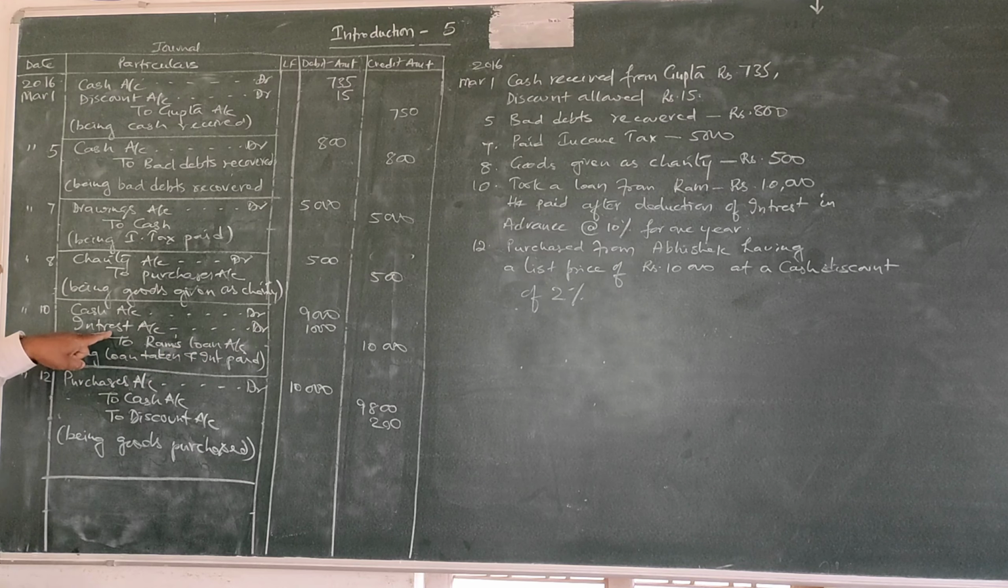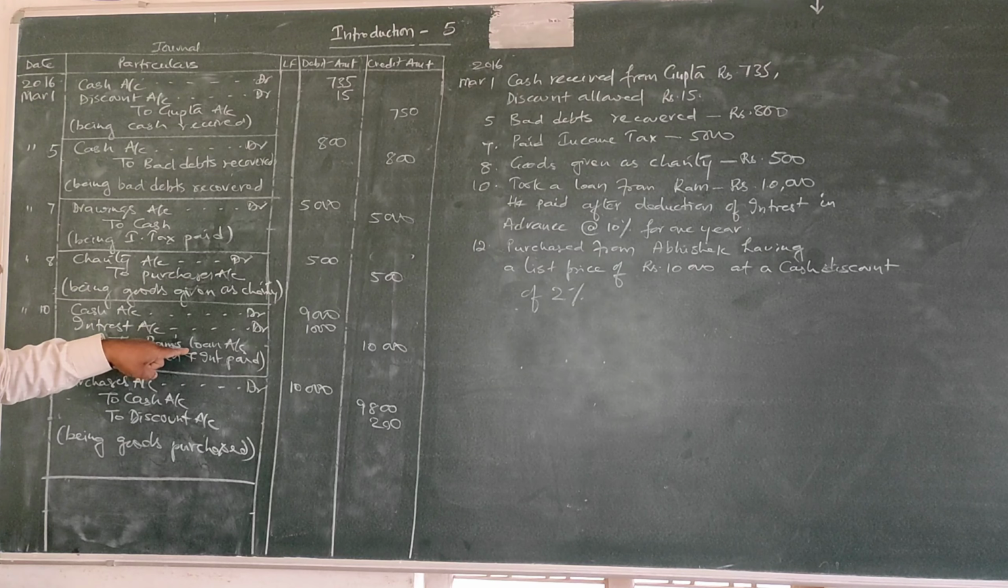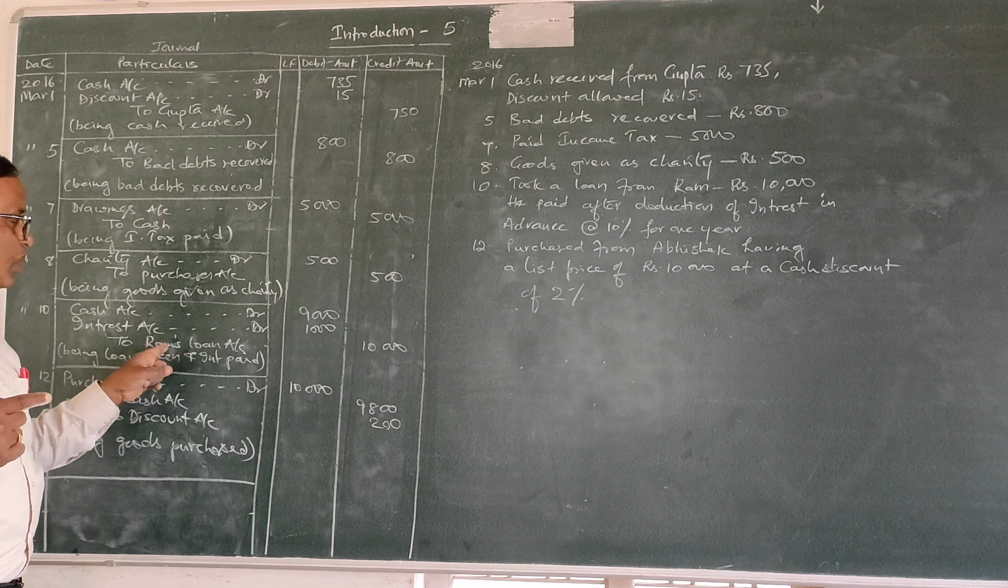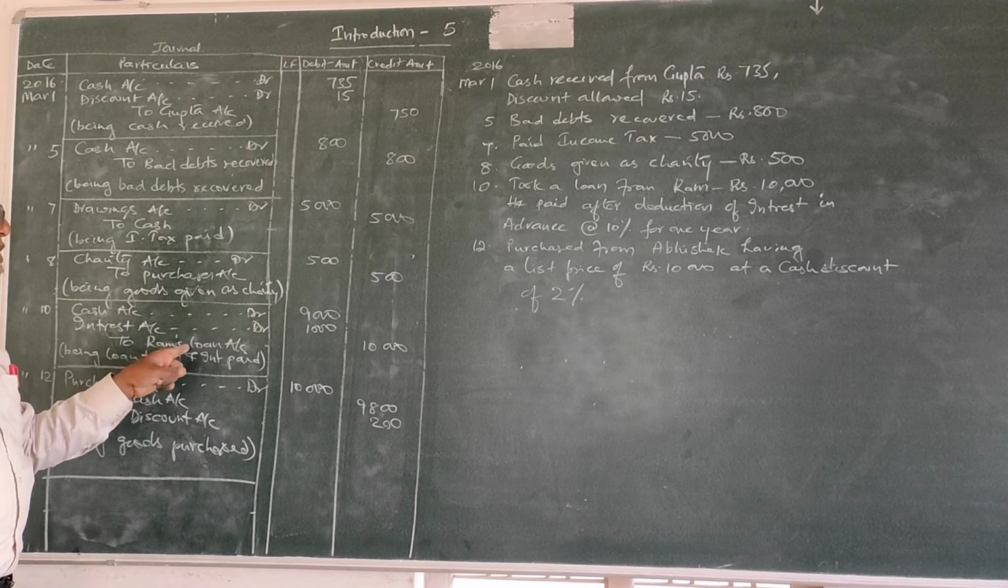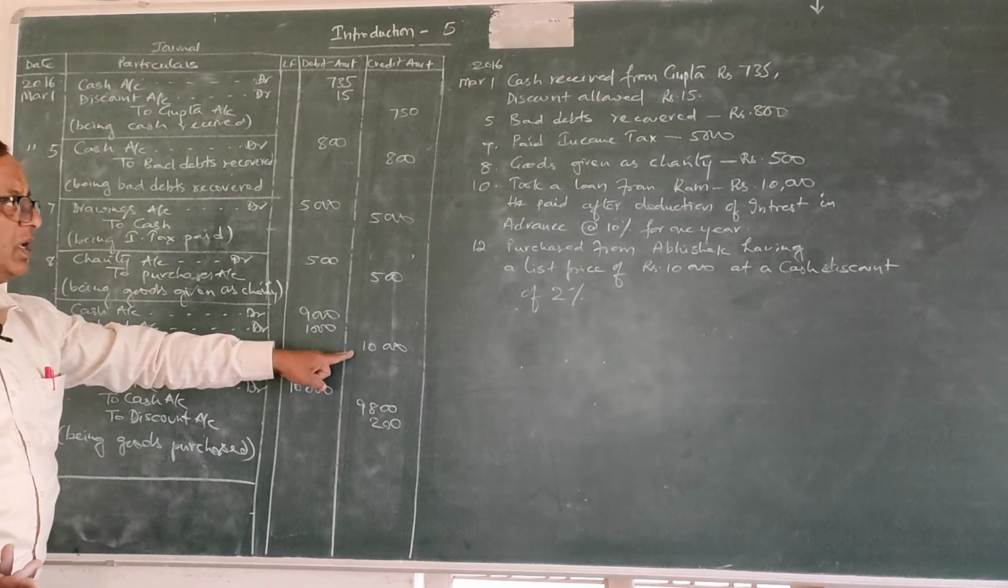Then again, that 1,000 you have paid towards interest, which is an expense to you, a nominal account. So interest account has to be debited. So cash account debit, interest account debit to Ram's loan account, because when you have taken a loan, specifically that particular party's name and a loan account should come here. Ram's loan account is once again a personal account, credit the giver. So Ram's loan account you are going to credit here.